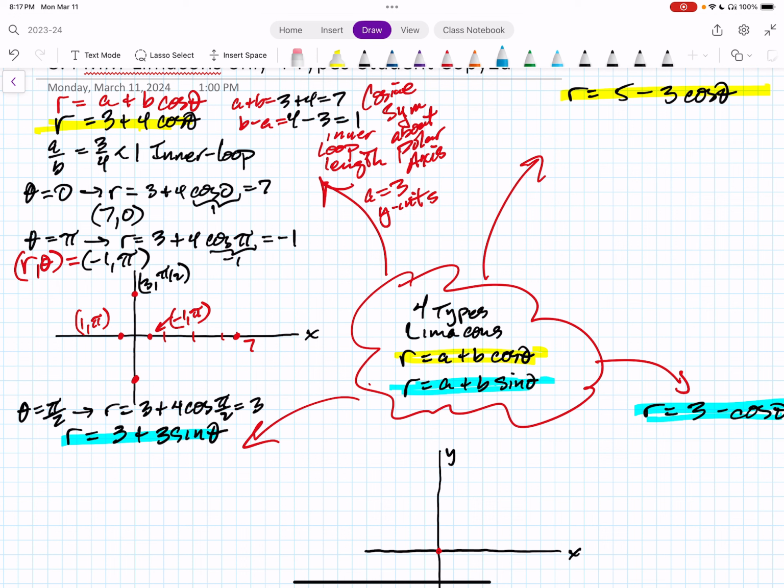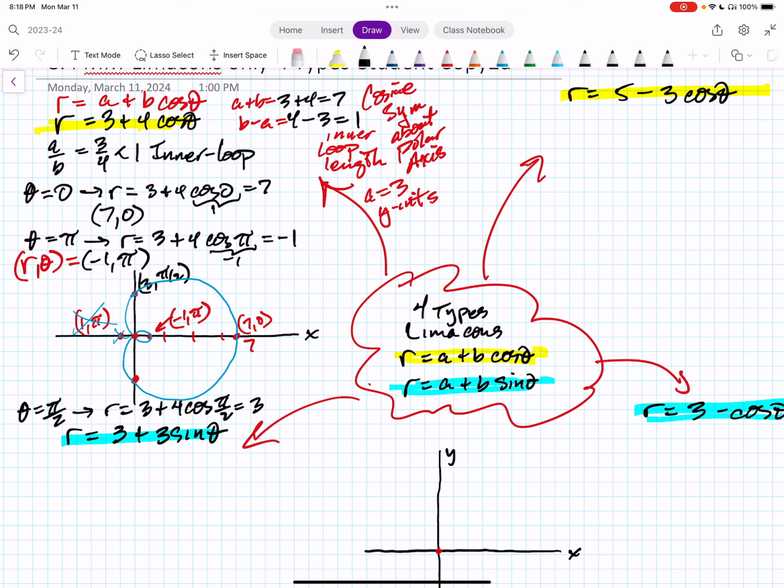Let me switch colors here and let's graph your limacon with the inner loop. Okay, here we go. That's not symmetrical, let me try that again. Aha, that's a good one. Remember this point, negative 1 comma pi, is not on the graph. That was just an illustration. It goes through the pole and through 1 comma 0, so the pole is a point on the graph. It also goes through 7 comma 0, which I illustrated earlier.